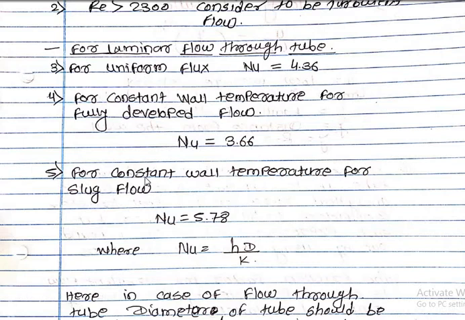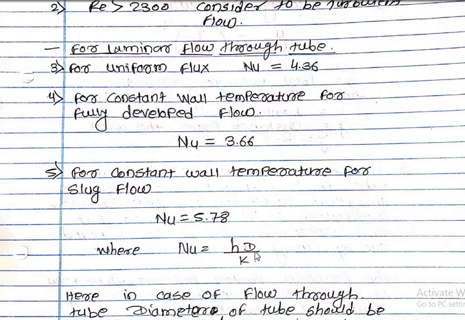3.66. And for constant wall temperature, for slug flow, slug flow means the flow consists of two phases of a fluid, and then that flow will be considered as a slug flow. So for constant wall temperature for slug flow, the Nusselt number is equal to 5.78, and we know that the Nusselt number is equal to hD divided by k, where D is the diameter of the tube.